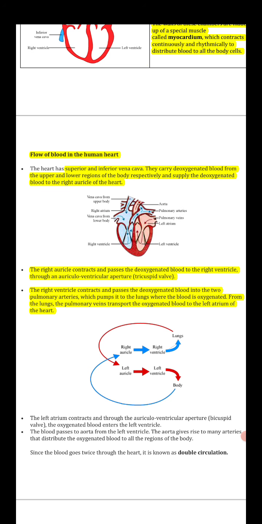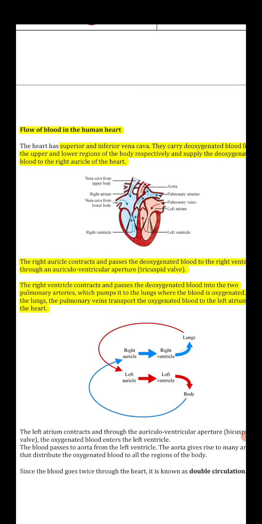Normally an artery carries oxygenated blood, but here the pulmonary artery carries deoxygenated blood. That's why deoxygenated blood is there in the right ventricle. From the right ventricle the deoxygenated blood enters into the pulmonary artery, and this pulmonary artery is attached to the lungs, because the word pulmonary comes from the lungs. The pulmonary artery pumps it to the lungs where the blood is oxygenated.